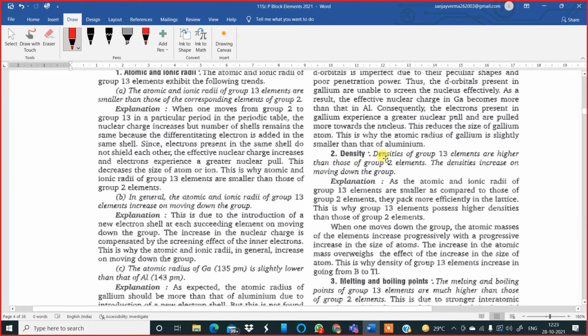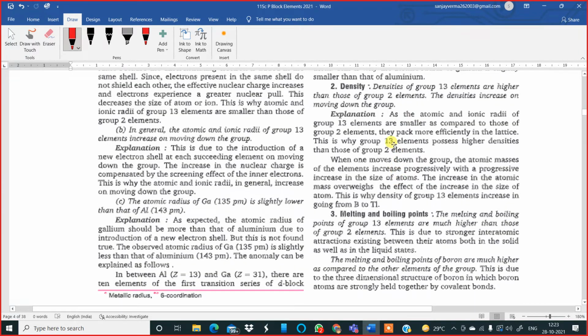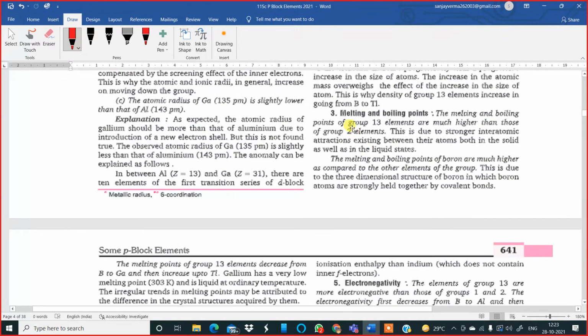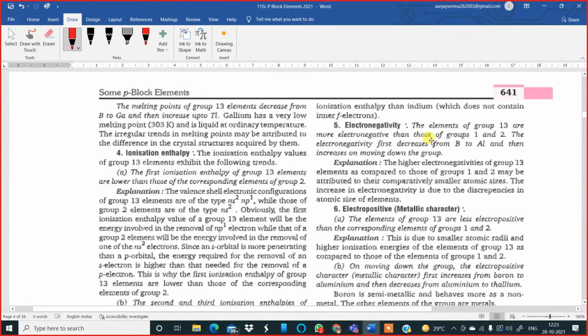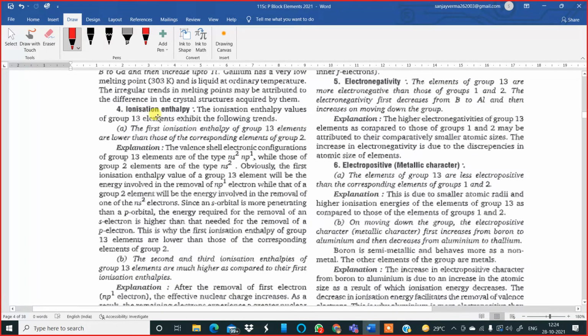Now, with regard to density, the densities of group 13 elements are higher comparatively to those of group 2 elements. The reasoning is given over here. Why? Because it is less closely packed in the crystal lattice. Melting and boiling points: the melting and boiling points of group 13 elements are also higher, because of increasing attraction between the atoms in the solid state as well as in the liquid state.